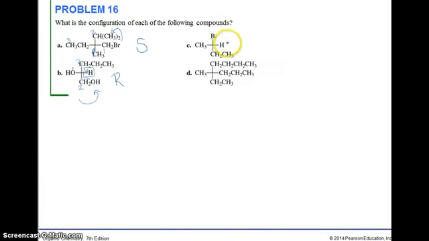For C, this is number 4, here's number 1, here's number 2, and number 3. So we're going clockwise with my lowest priority in the horizontal, therefore this is the S configuration. For D, methyl is number 4, my heaviest group up here, that's 1, here's 2, here's 3. So again, we're going clockwise, lowest priority in the horizontal, this is the S configuration.